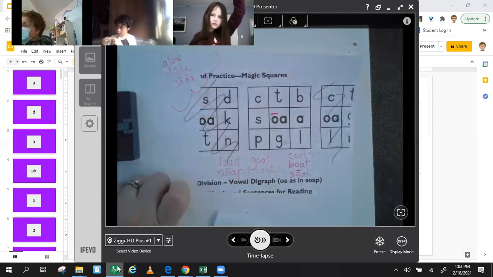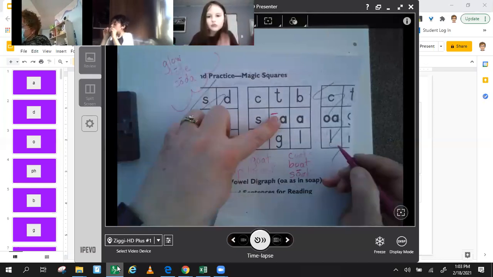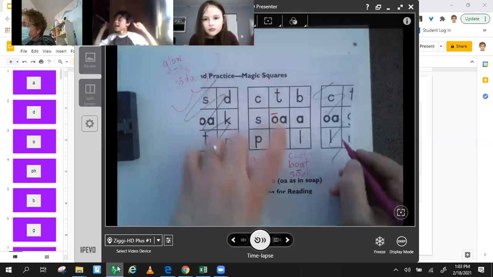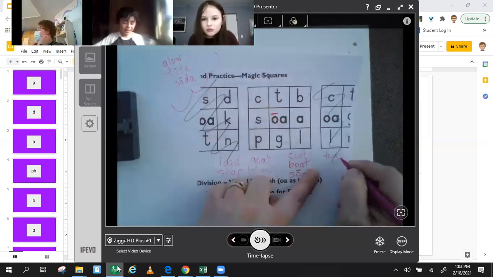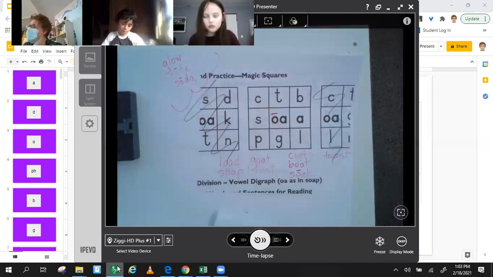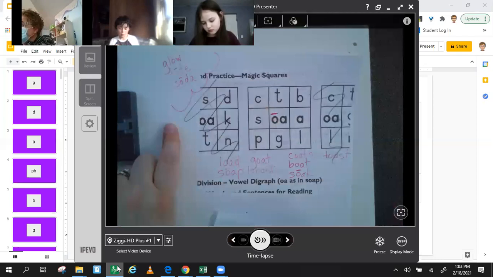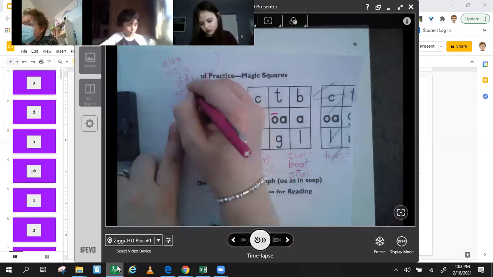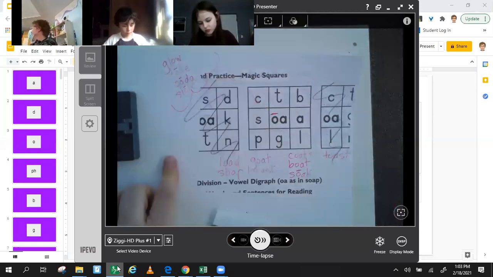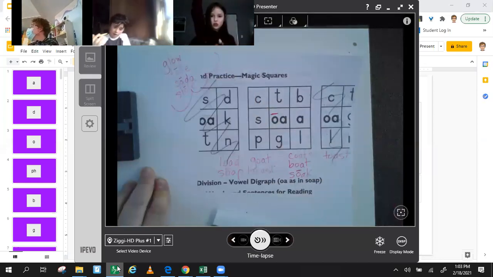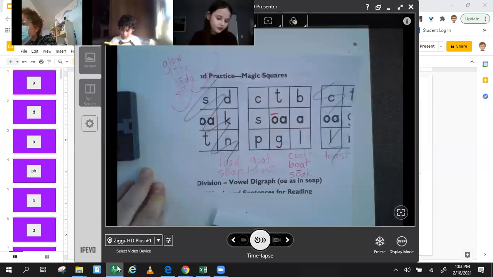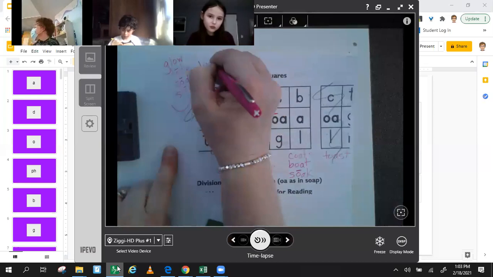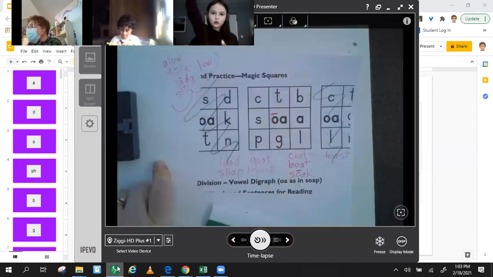Toast. Toast. We'll take it. All right, Finn, take another one. Stole. So that one is going to be one of our ones that, again, has a magic E. So that one's a little tricky. All right, Sunny. Low. Yep, that's one of our ones with our OW. But good thinking. You're trying to hear that O sound.